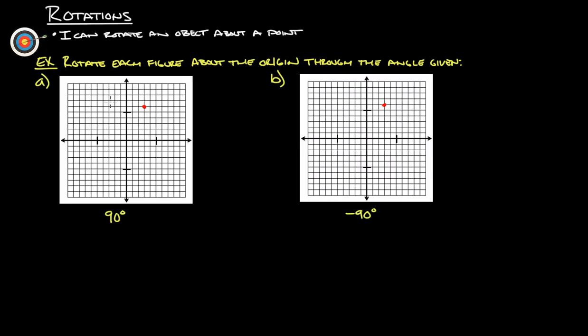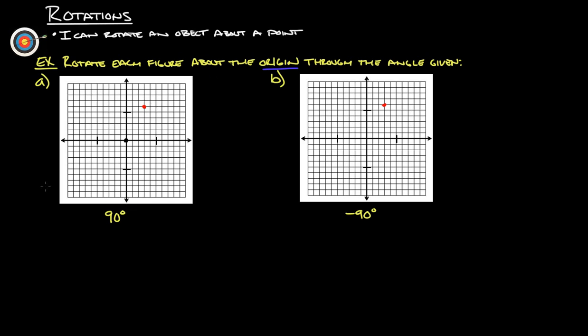Okay, so we've got A and B here. So we're starting with point A, and we are going to rotate it. It says about the origin. So right here, that's our rotation point. Okay, and we're going to rotate it 90 degrees.